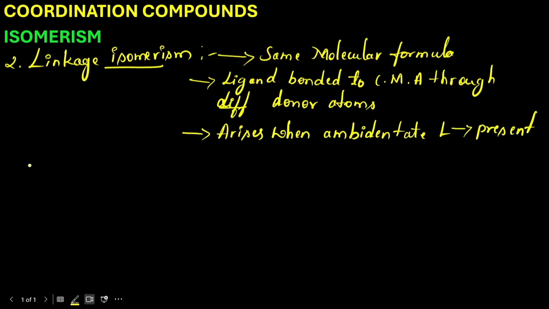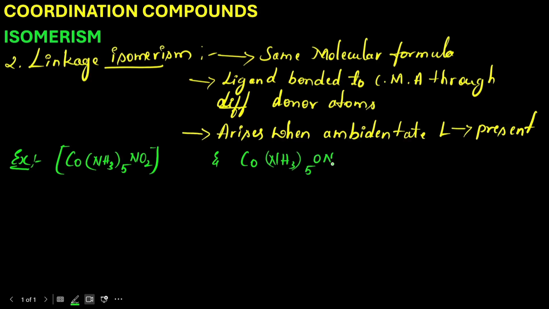We will take some examples. That is [Co(NH3)5NO2] and one more complex compound, [Co(NH3)5ONO]. Here we have two different ligands: one is NH3 and another one is NO2. Here also we have two different ligands: one is NH3 and another one is the ONO ligand.